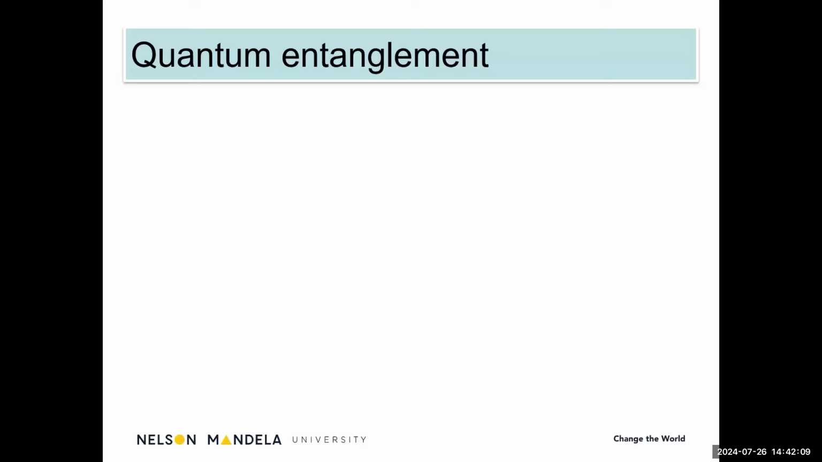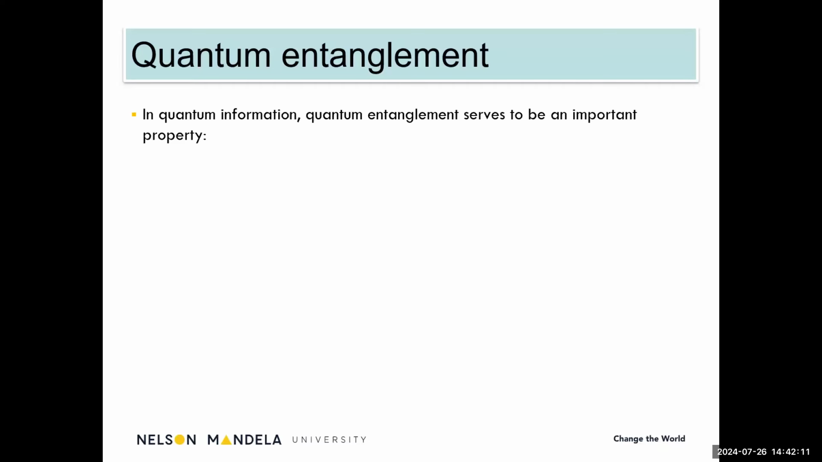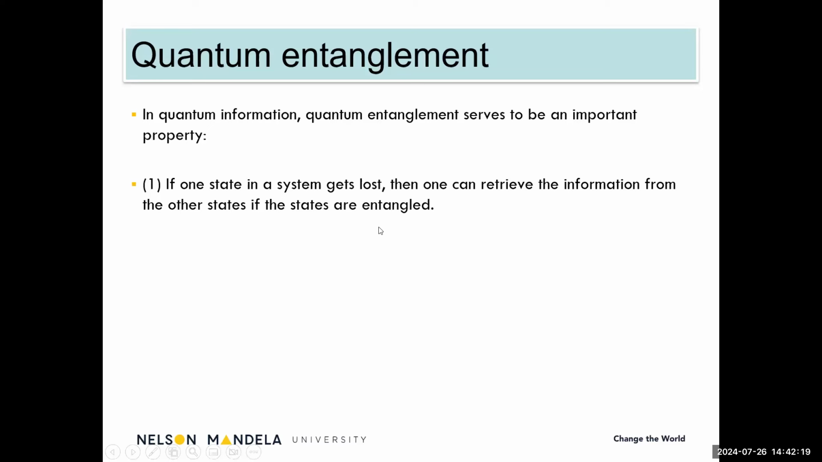Also, one important feature in quantum computing is entanglement. In quantum information, quantum entanglement is an important property for the following. If one state in a system gets lost, then one can retrieve the information from the other system if the states are entangled, or just hope that one can do that. Whereas if the states are independent and one of the bits gets destroyed or damaged, then that information will be lost.